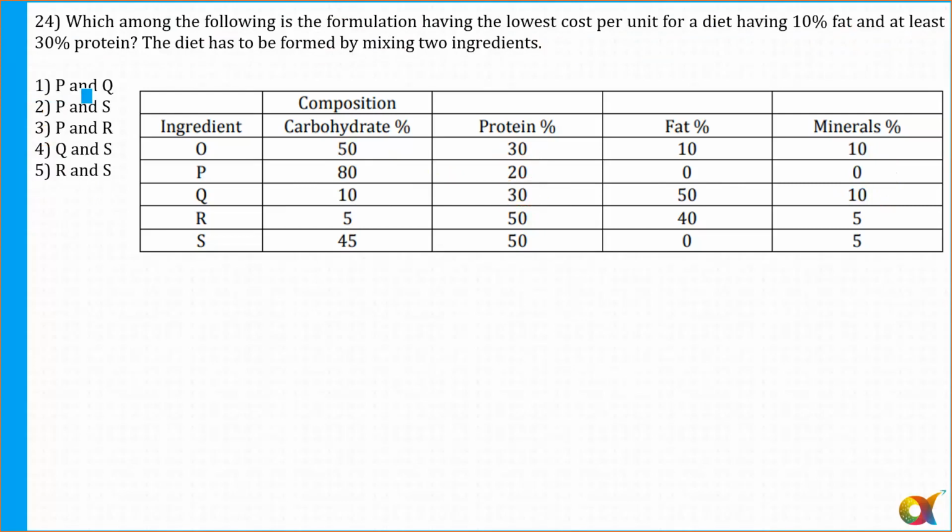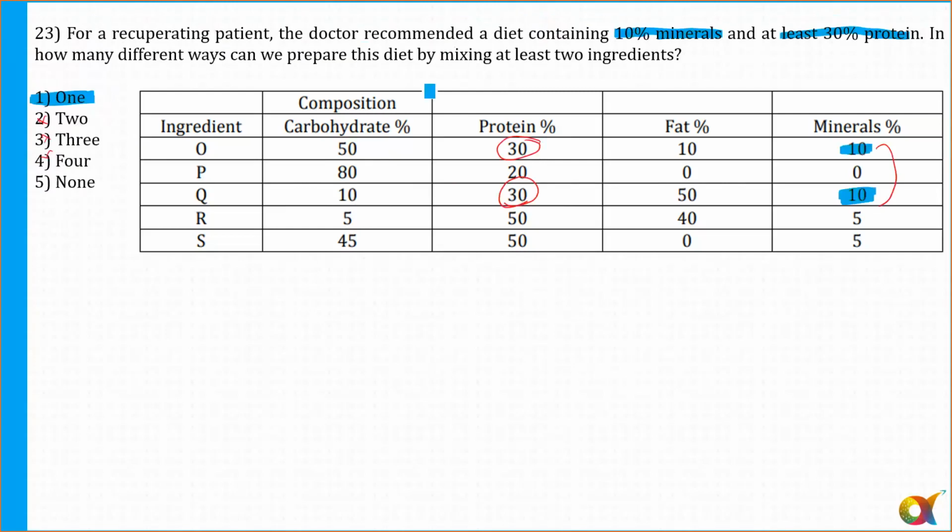24th. Which among the following is the formulation having the lowest cost per unit? I need to find out the lowest cost per unit, for a diet having 10% fat and at least 30% protein, and that diet has to be formed by mixing 2 ingredients. So let me write down first of all the cost per unit for each of the ingredients.